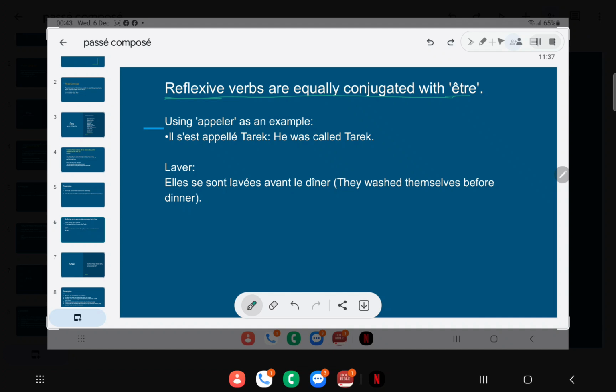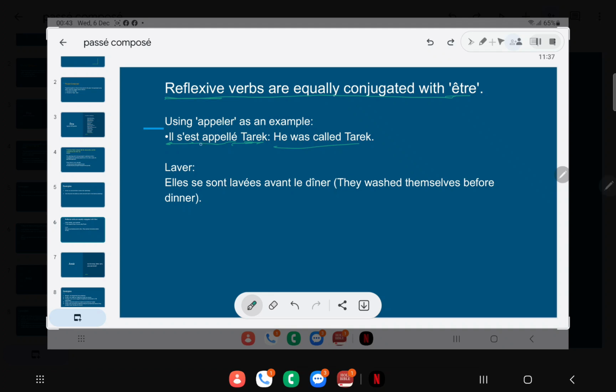Like, for example, look at this first sentence. We are using appeler to make a sentence. Appeler, the verb to call. So, il s'appelait Tarek. He was called Tarek. Who was called? Tarek. So this verb appeler reverts back to il. But let's not comment too much on what a reflexive verb is. Let's look at être, the operation of être in this instance.